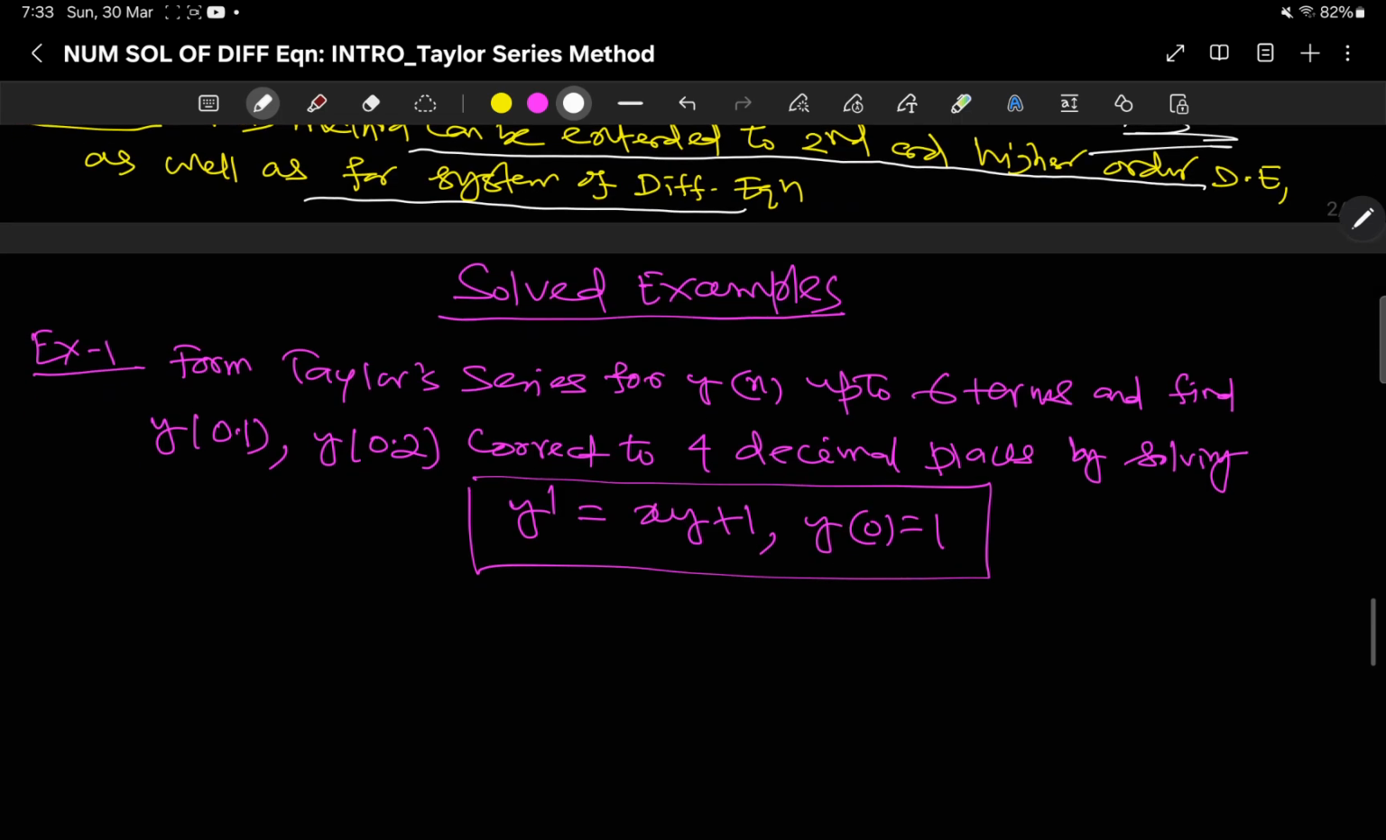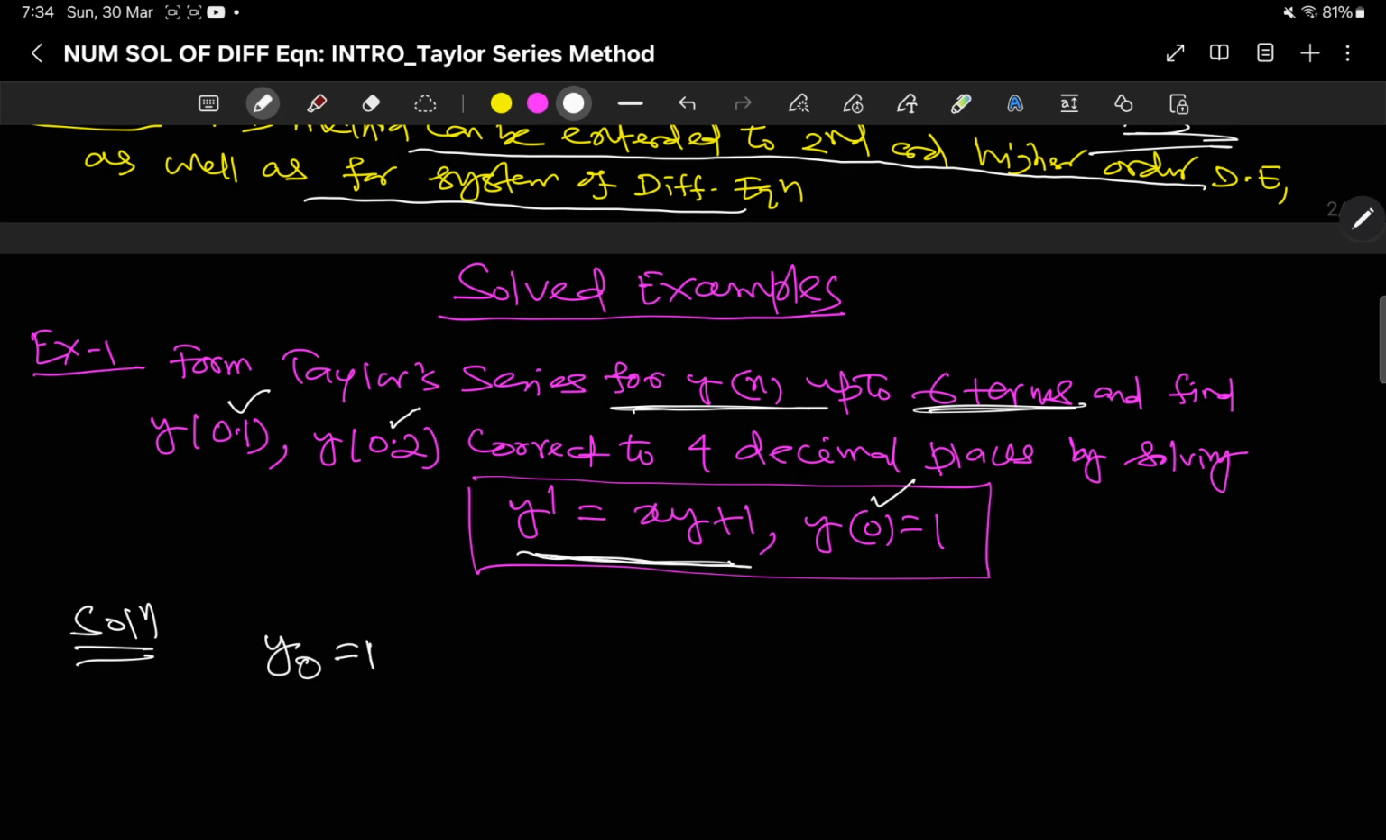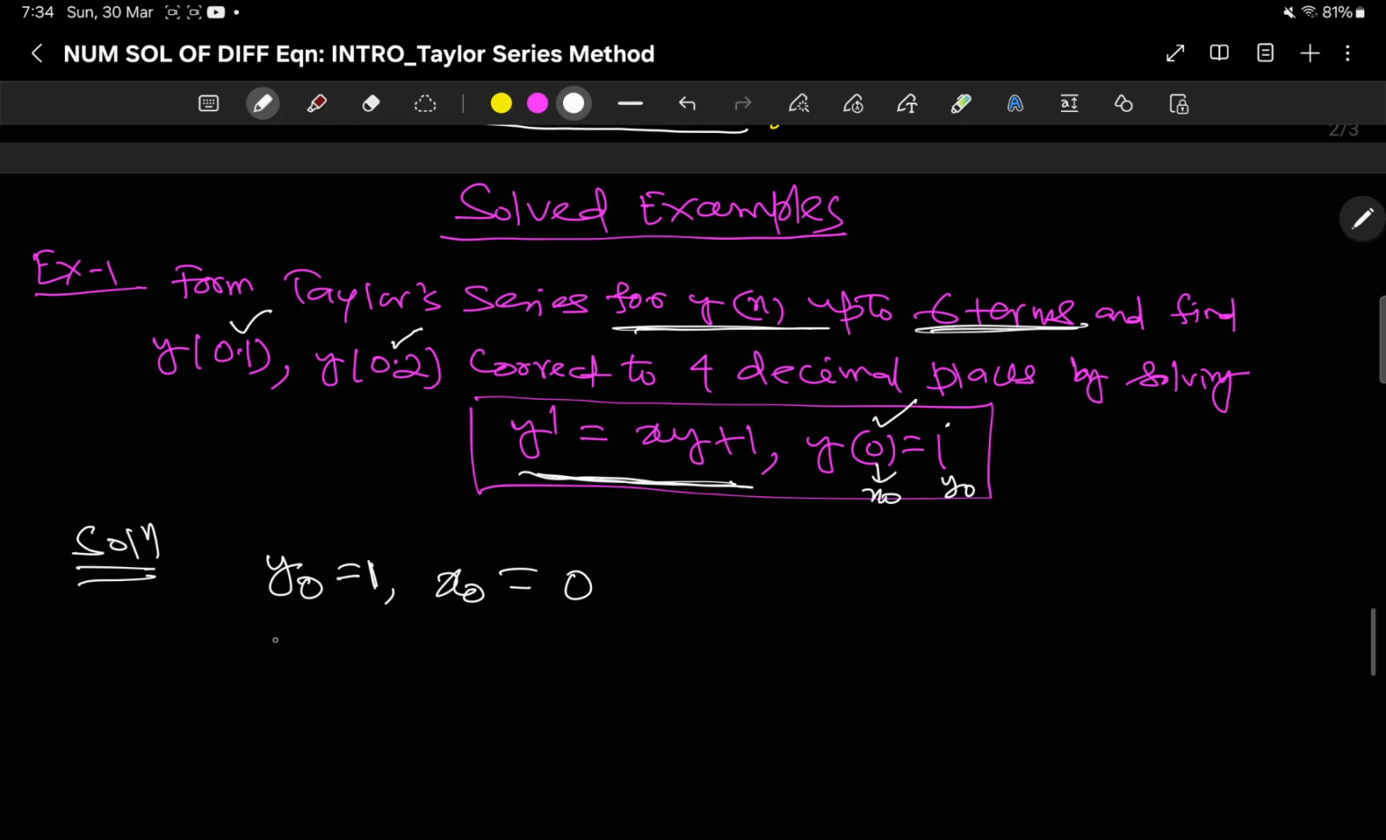Now coming to solved example 1, we are given a differential equation. We have to find y(0.1), y(0.2). First we have to write y(x) up to 6 terms. Coming to the solution, it is straightforward. Here y0 is equal to y(0) is 1 and x0 is 0. Now y dash is f(x,y), which is xy plus 1.